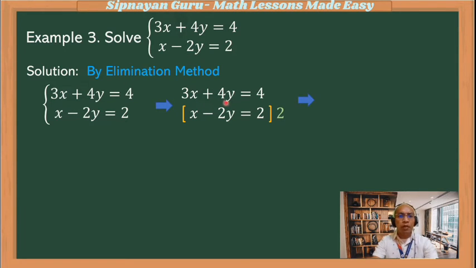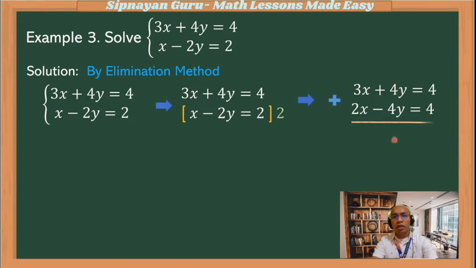For further simplification, copy this equation, then distribute and multiply. So 2 times x is 2x. Then 2 times negative 2y is negative 4y. Then 2 times 2 is 4. Add the two equations. Since they are already additive inverses, we can cancel them out. So what is left is 3x plus 2x, which is 5x. Then 4 plus 4 is 8. Divide both sides by 5, so the value of x is 8 over 5.